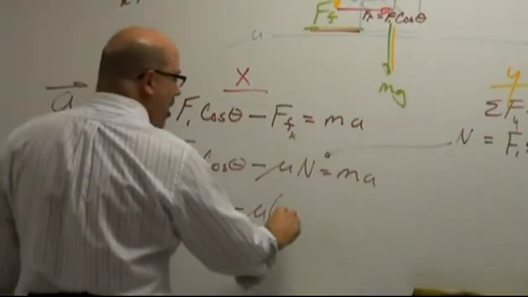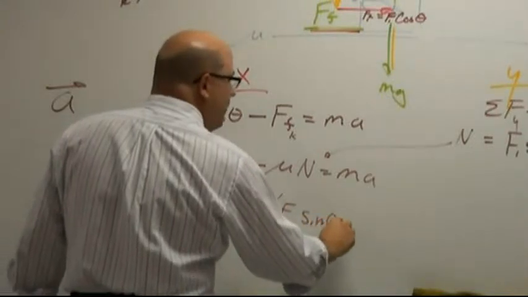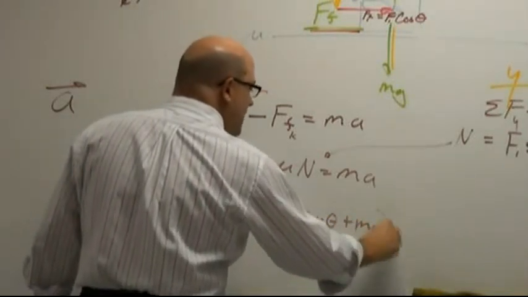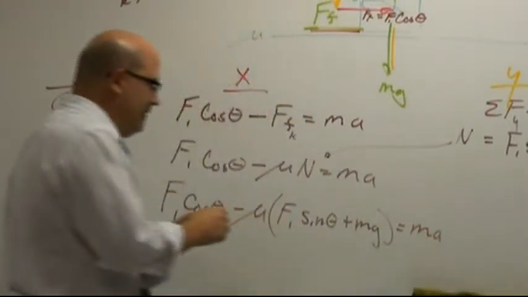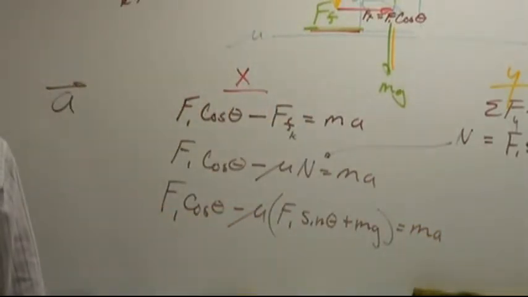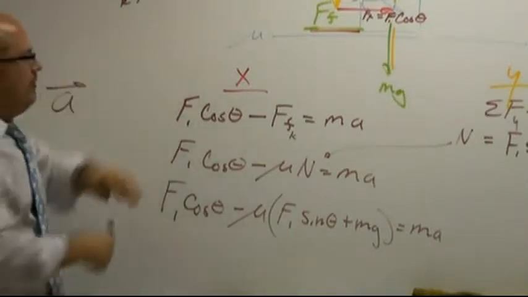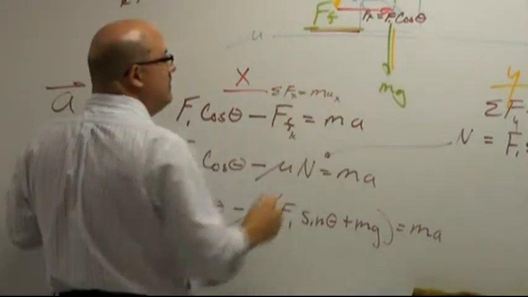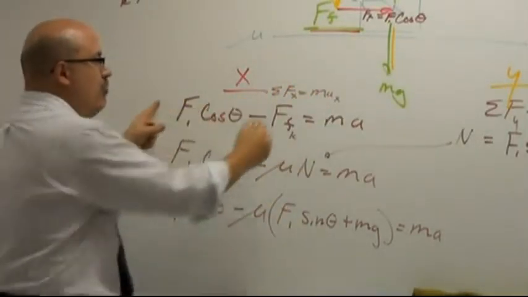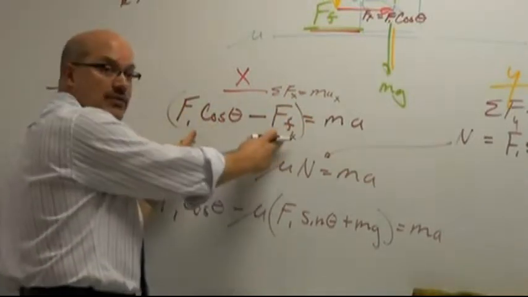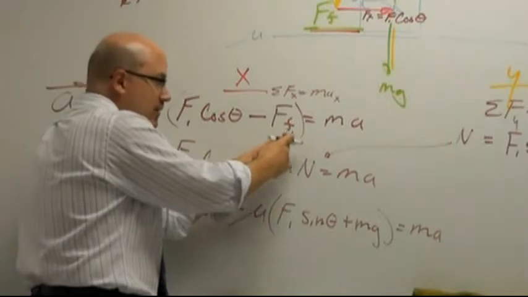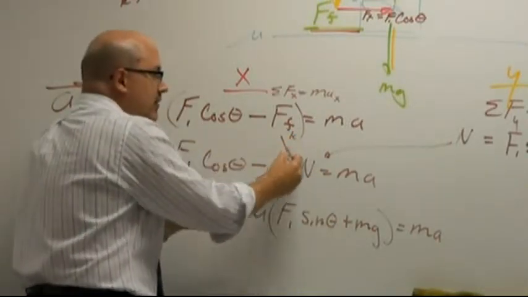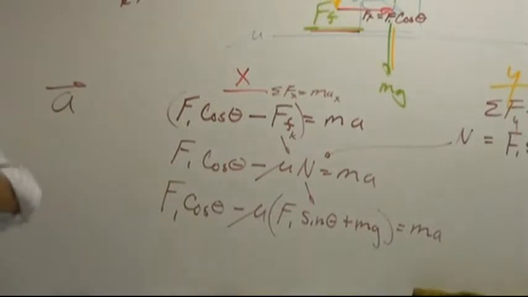Minus mu, and that's all times F1 sine of theta plus mg equals ma. Now I'll tell you, if you want to get full credit on the AP exam, what's probably best for most of you is to write F equals ma in the x direction first, the sum of the forces in the x. Then you put in what your forces are, and if you can, like we did here, friction equals this, but normal equals that. Just put it in step by step. Guarantee you'll make fewer mistakes, guarantee you'll get a better grade.